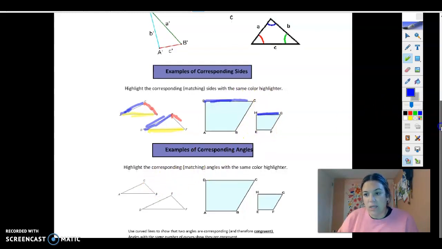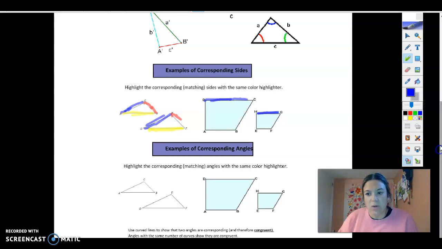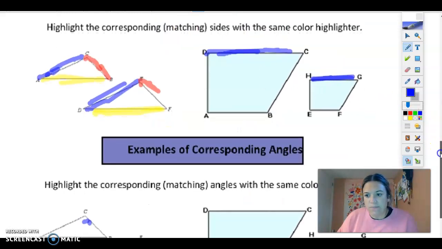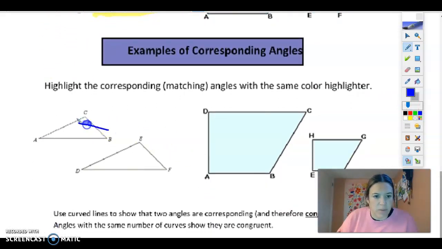Angles can be shown in different ways. So you will either see these little curves, which we saw in some examples above. So like if C goes with E, then there might be one curve there and one curve here. And then the other ones might have 2. And these are corresponding and congruent, so they're going to have 3.